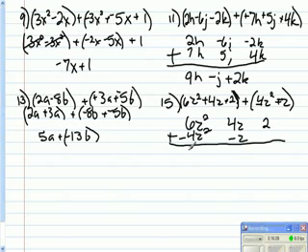I'm going to add. 6 and negative 4 gives me positive 2z squared. 4z and negative 1z gives me positive 3z, and then we just have a 2. And that is the end of the section 8.5 video.